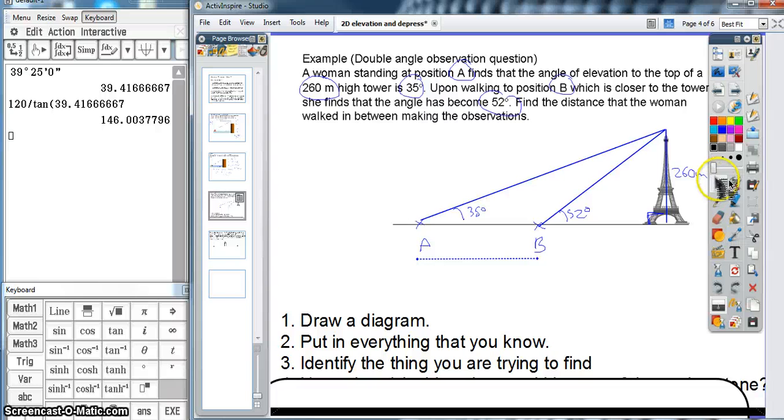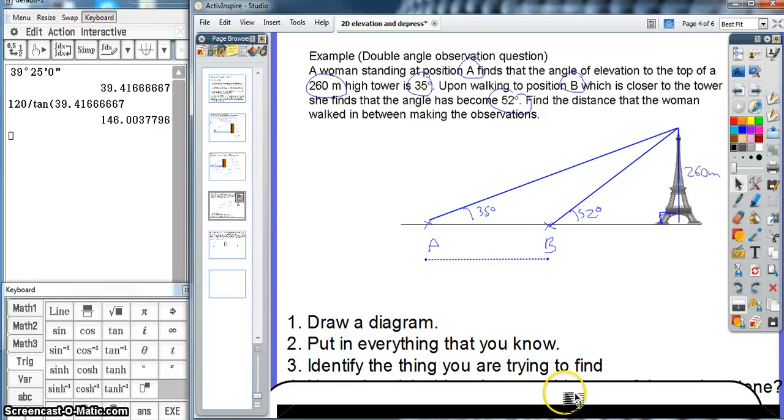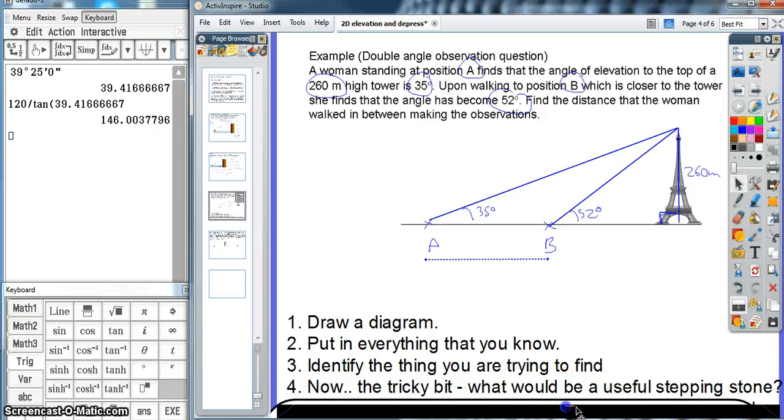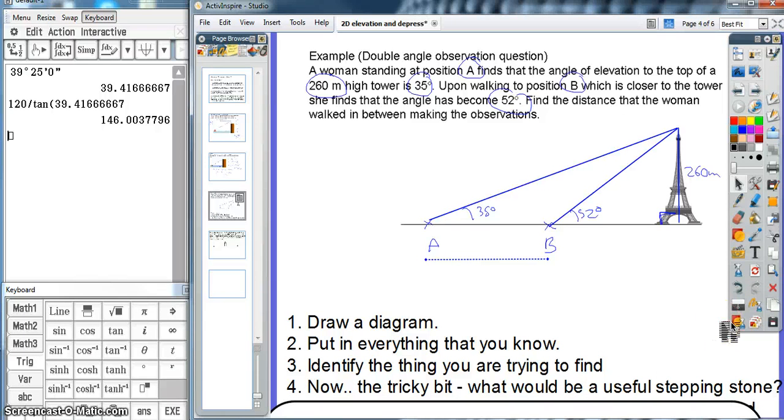Now, the tricky bit, because it's not immediately obvious how we would do that, is to work out what would be a useful stepping stone, so something we could work out that would then help us work this out. So we're kind of asking ourselves the question, well, if only we knew this, we'd be able to solve it easily. Now if we knew, well actually just pause the video here again and see if you can work it out from here, then come back in a minute or two.